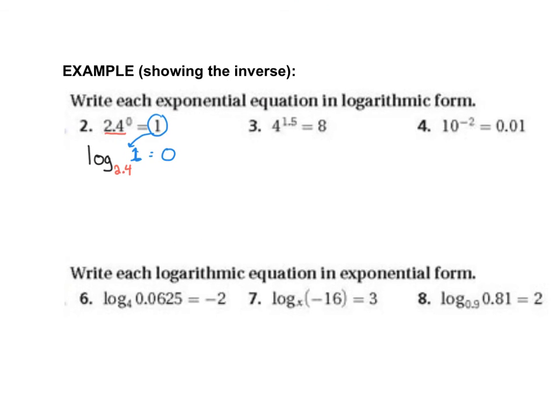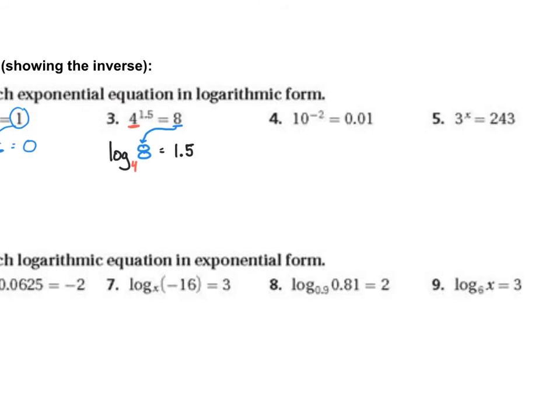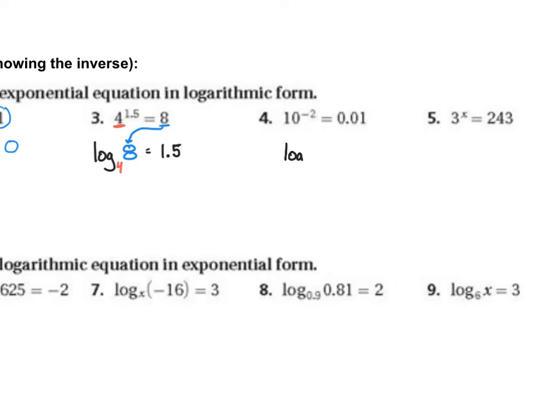Let's try this one. Ready? Log base 4. And you notice, see how I write it as a subscript, base 4 of 8 is equal to 1.5. Okay? Let's try this one. Ooh, is that a negative number? That's okay. Log base 10 of 0.01 is equal to negative 2, right? That always pops down here.